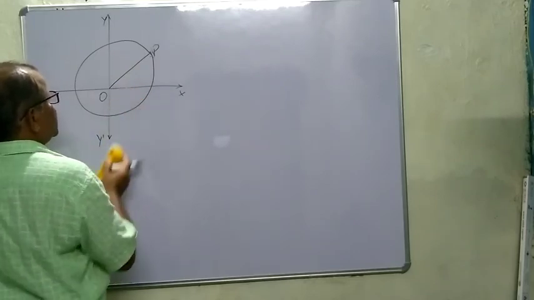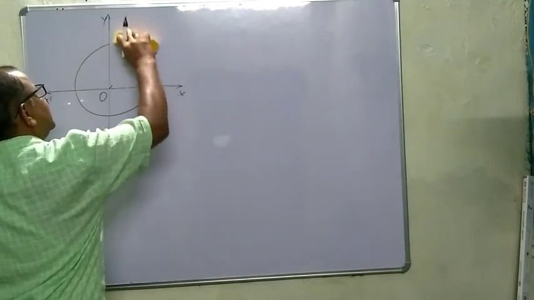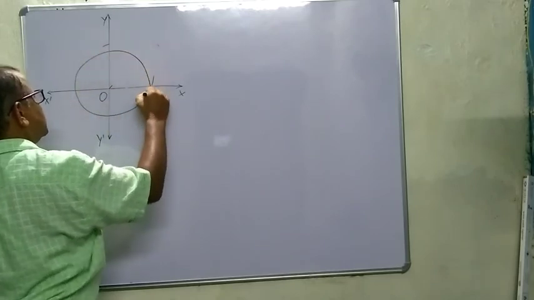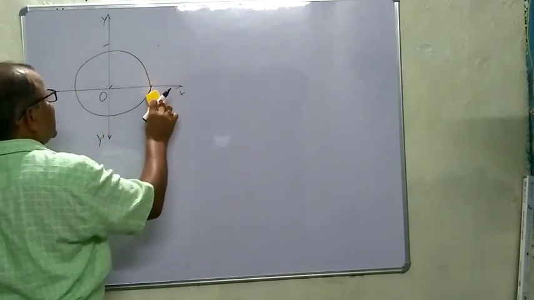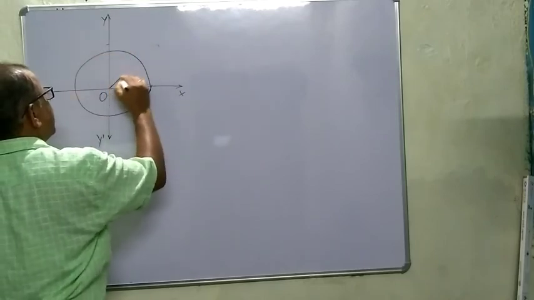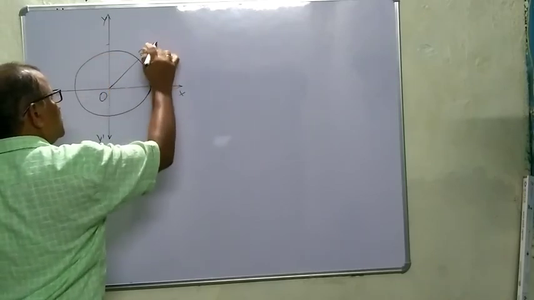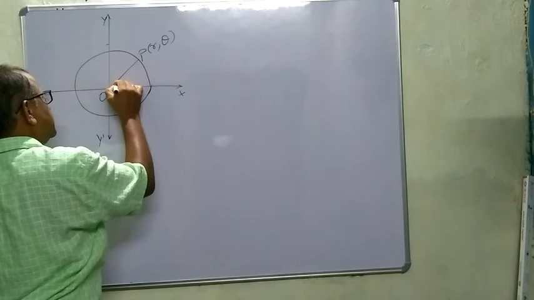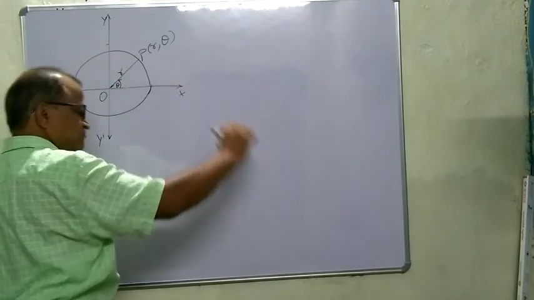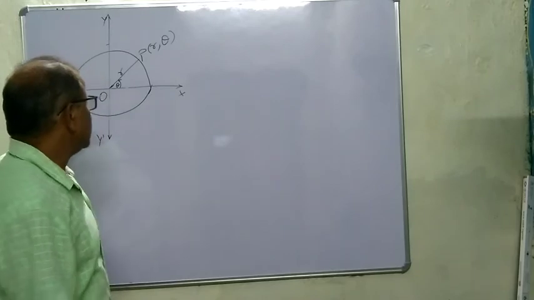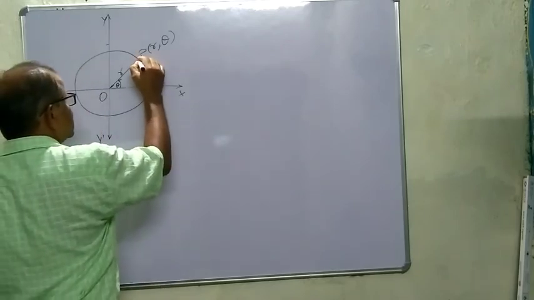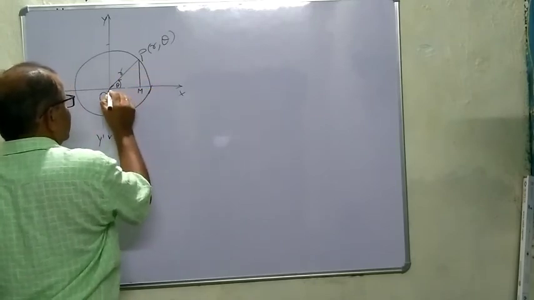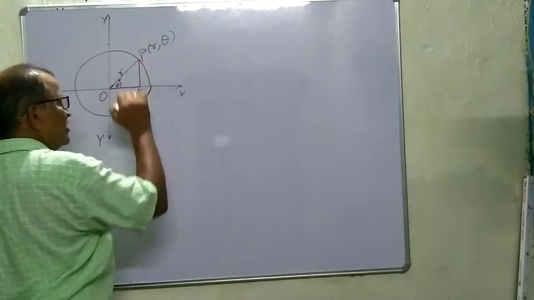It is perhaps not exact. Suppose this is a circle. This is your point P, whose polar coordinates are r theta. That means this inclination is theta and this is r. You know the polar coordinates. What will be its Cartesian coordinates? Suppose you drop a perpendicular here, it meets at M. This is the x coordinate. This will be the y coordinate.